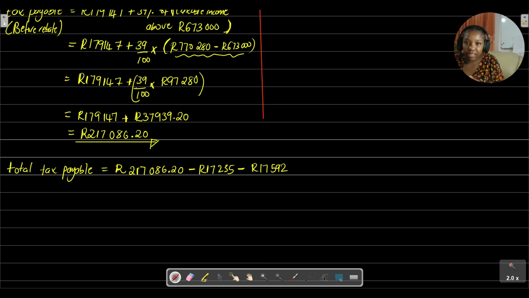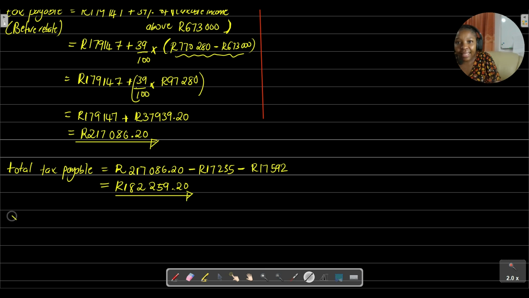217,086.20 minus 17,235 minus 17,592. You'll actually see that he's supposed to pay 182,259.20. So that is how much Mr. Parker pays towards his tax per year with medical aid.